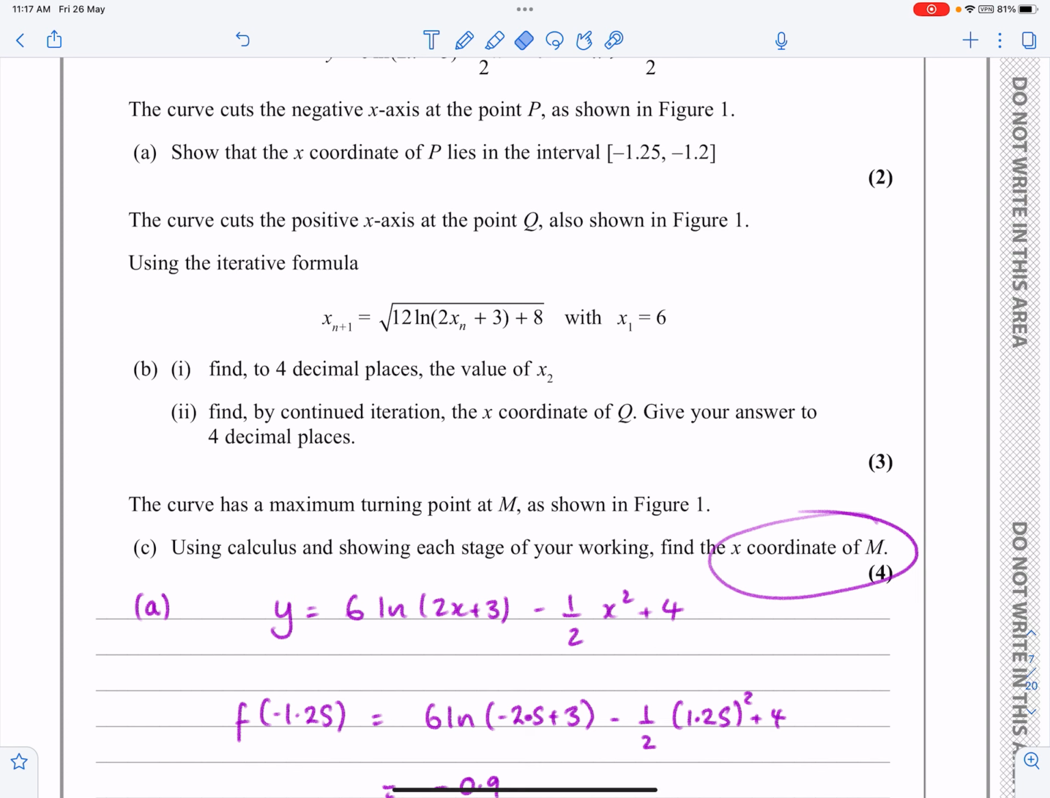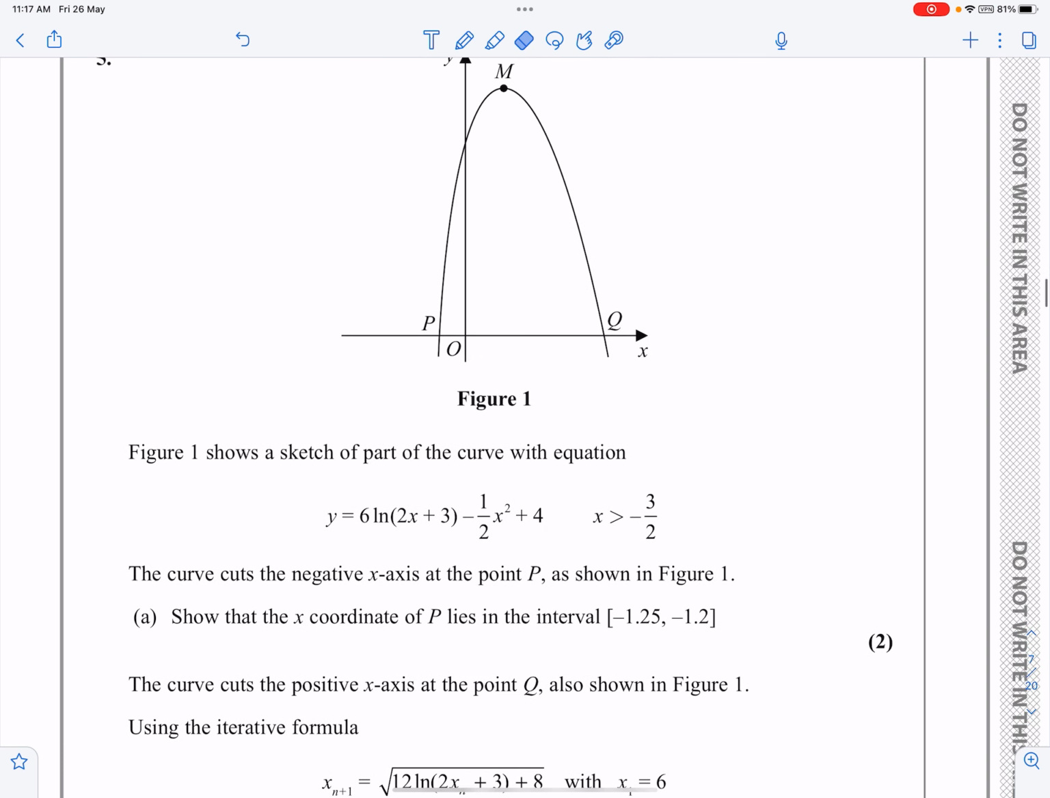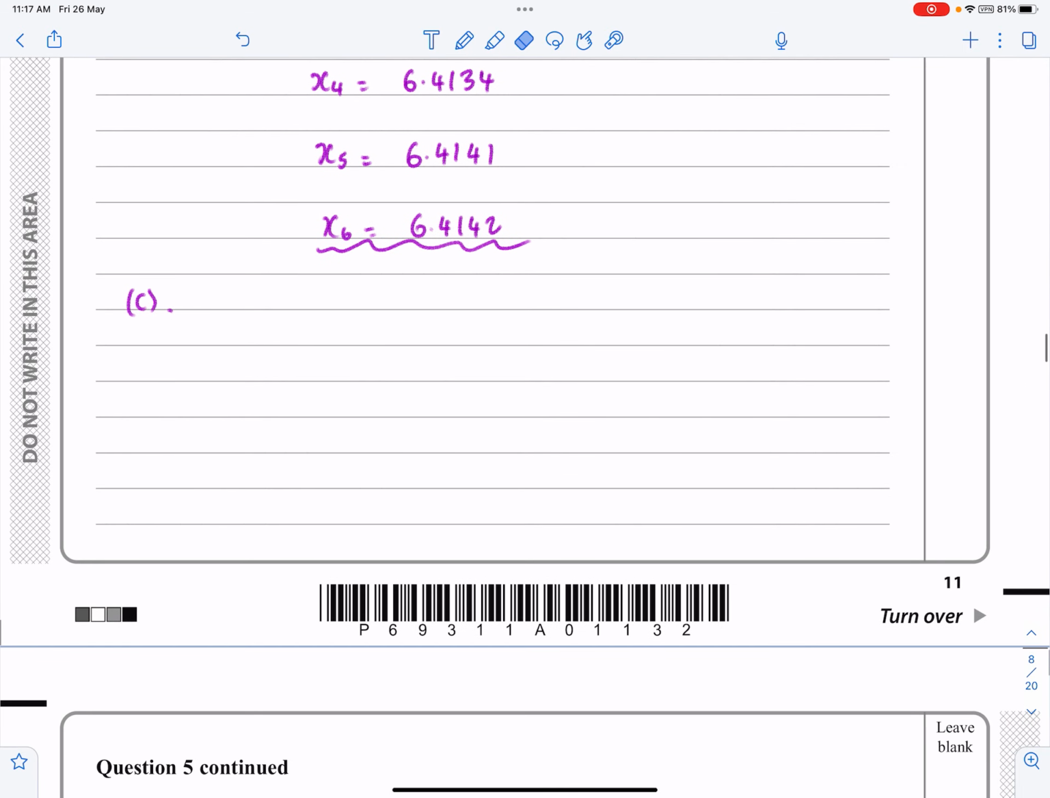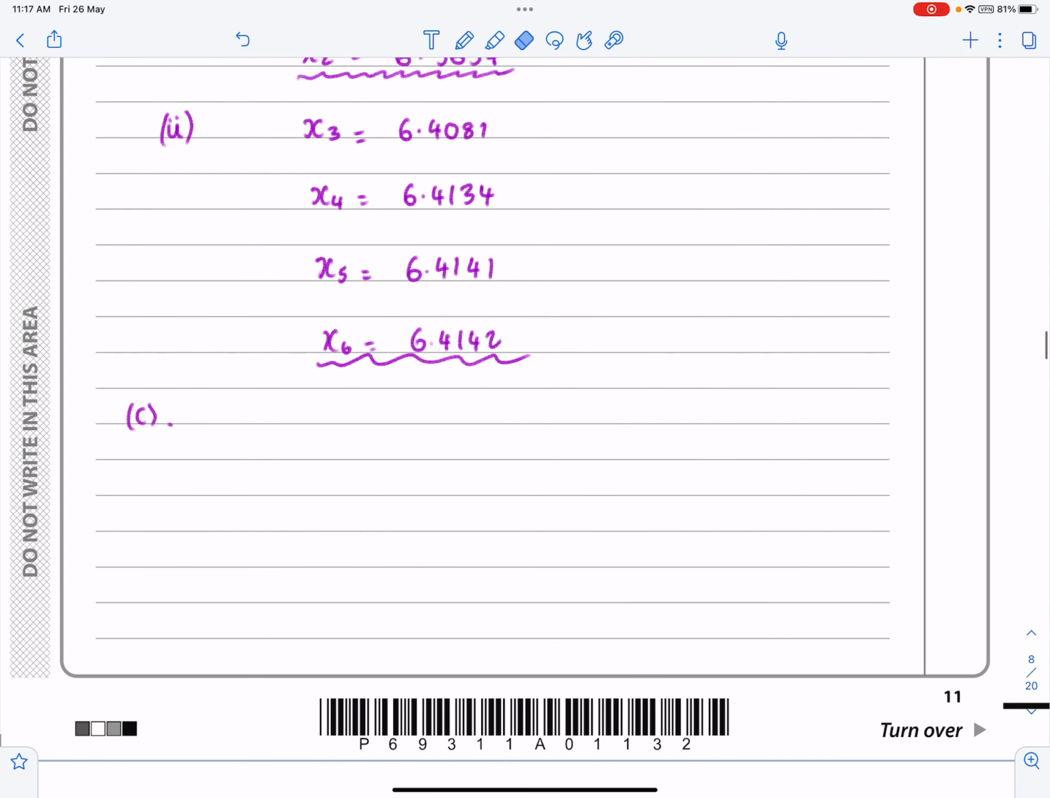They do that pretty regularly, where they ask me to do this process, but they don't want me to then have to sub it back in to find the y value. So hopefully, again, trying to be really clear with the examiner here, I'm going to tell them what I'm doing. For the maximum value, dy by dx is going to be equal to 0.